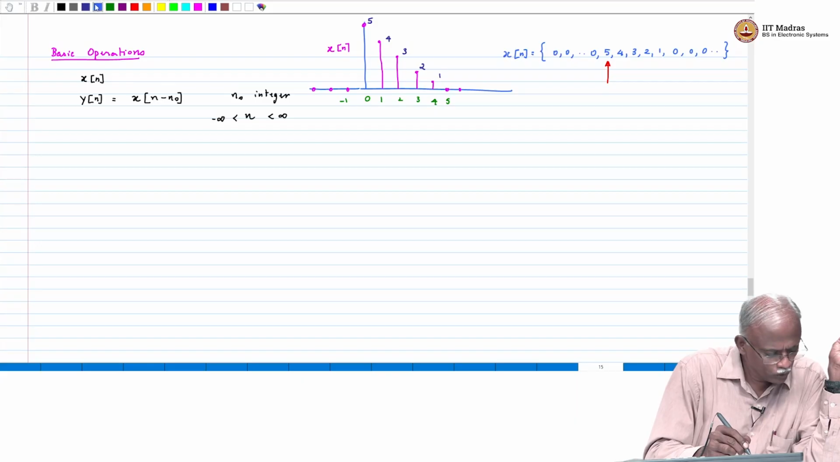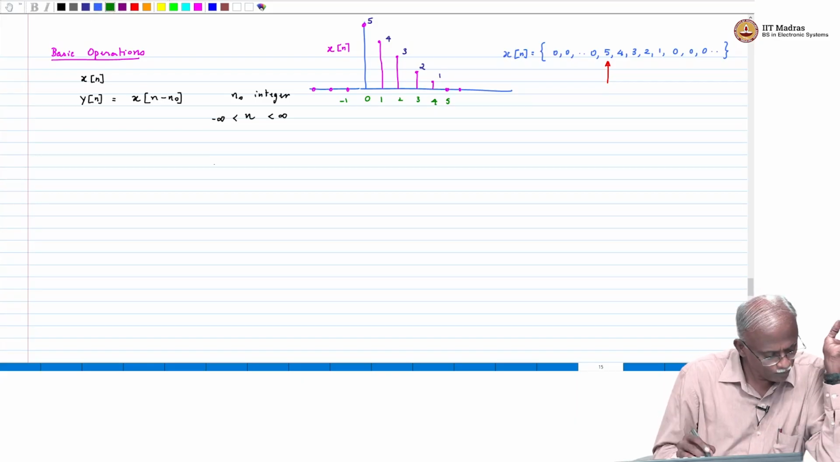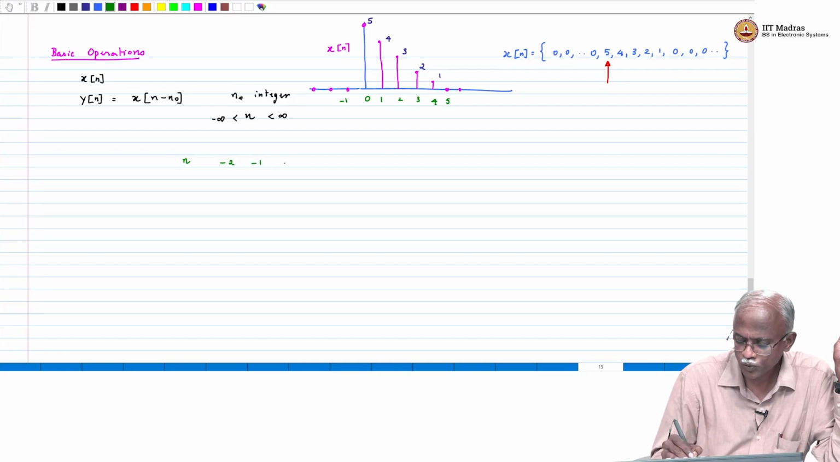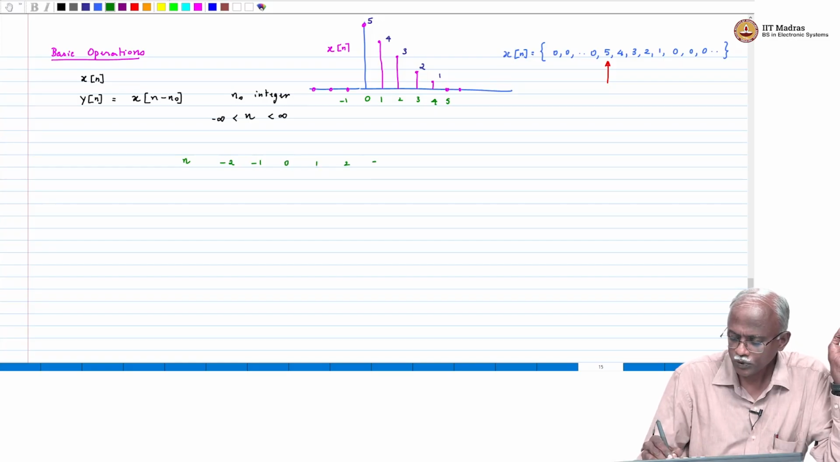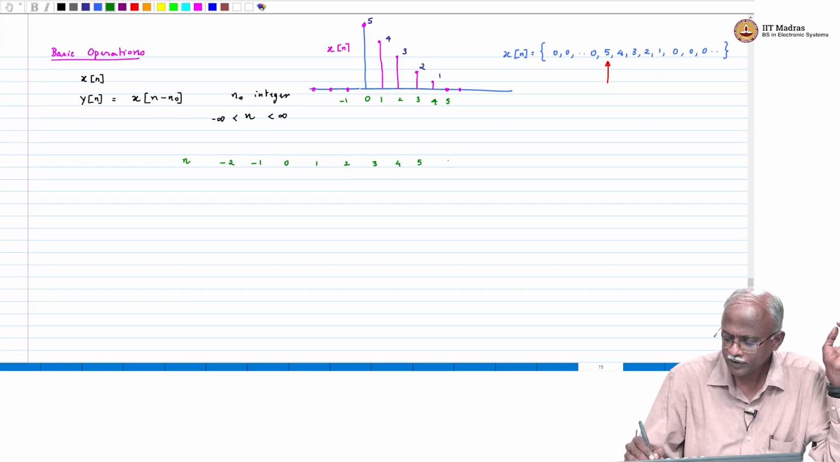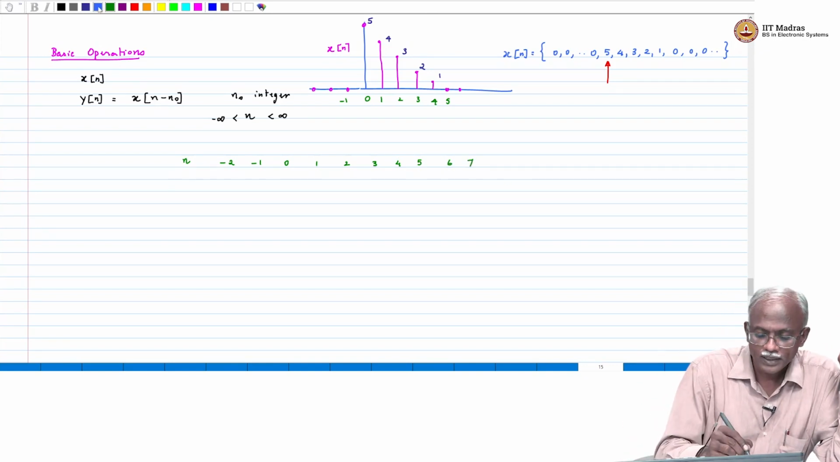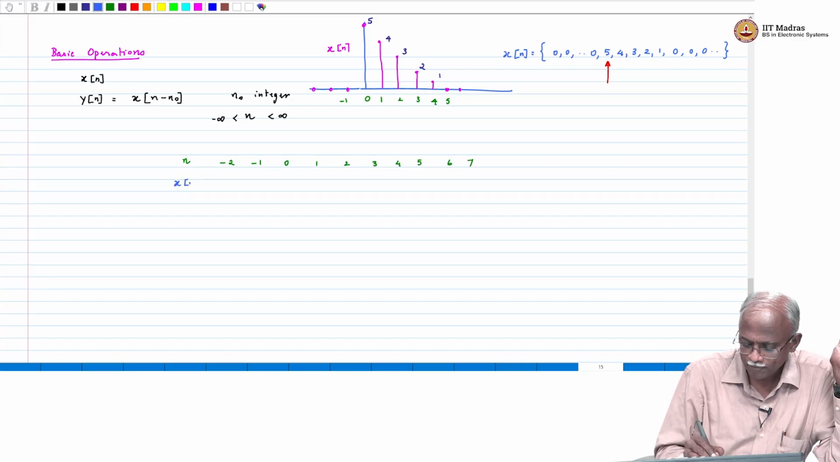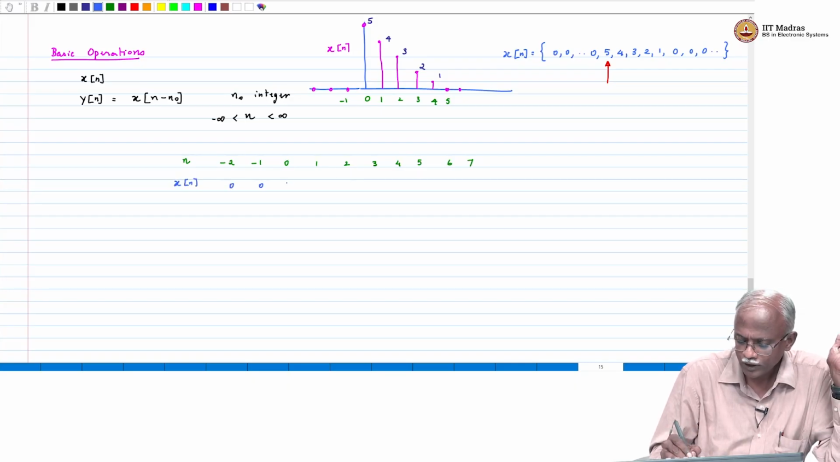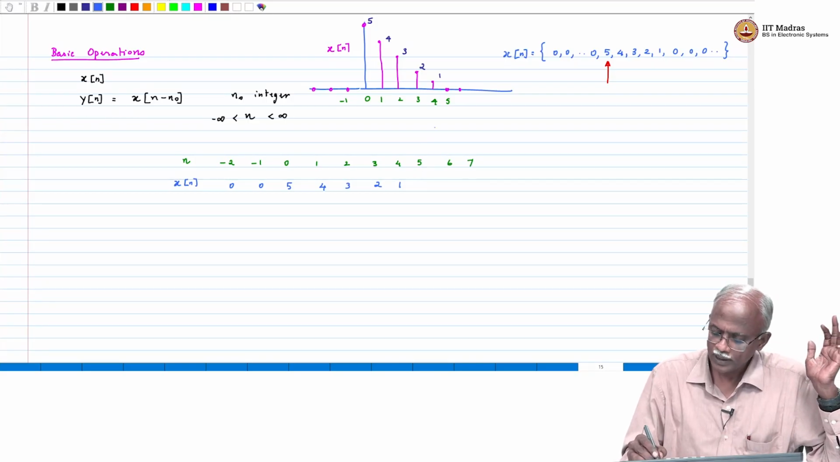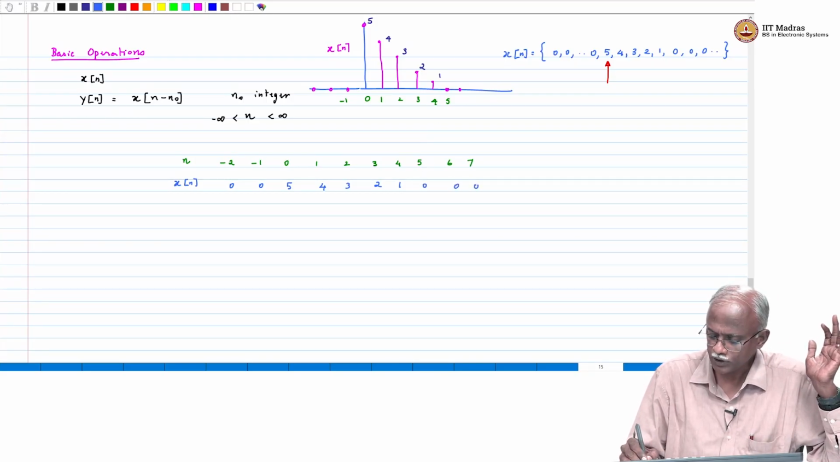So what I would like to do is request you to form a small table where we write down the value of n, starting from minus 2, minus 1, 0, 1, 2, 3, 4, 5, 6, 7. You form your table. The first row is x of n. You have 0, 0. At time n equal to 0, it is 5, 4, 3, 2, 1, and then those are zeros.